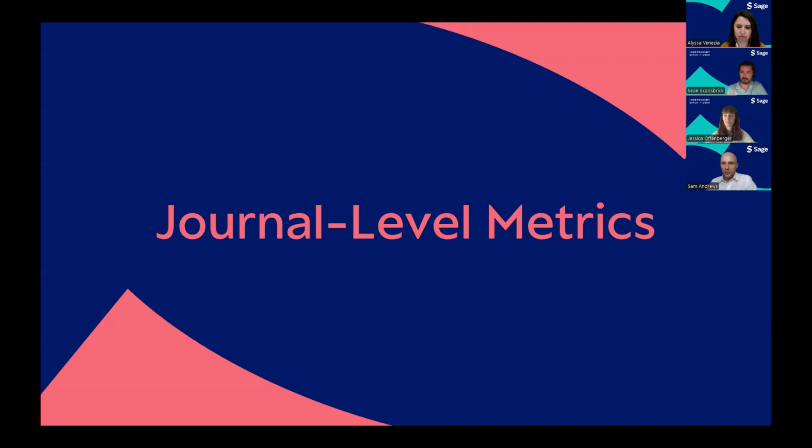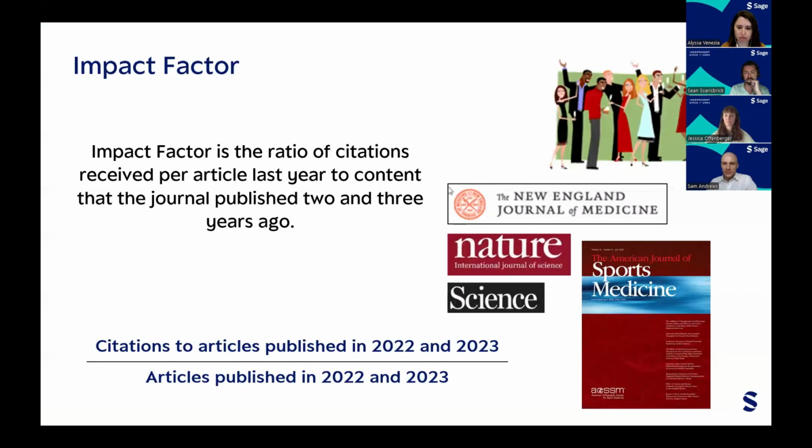So let's start with one of the most widely recognized journal metrics, the impact factor. It's calculated by dividing the number of citations received by a journal's articles over the past 2 years by the total number of articles published in that same period. It's designed to measure the citation impact of content recently published by the journal. And as of the 2023 release of the JCR, all journals in the Web of Science's core collection receive an impact factor.